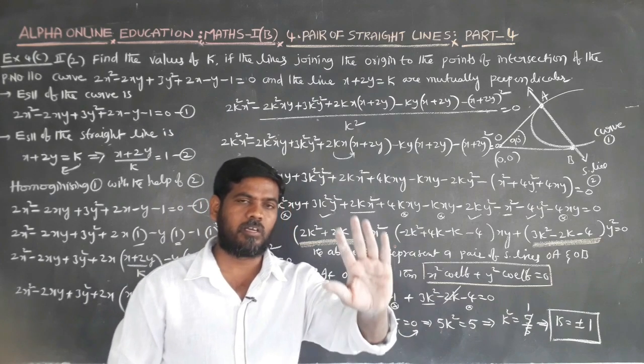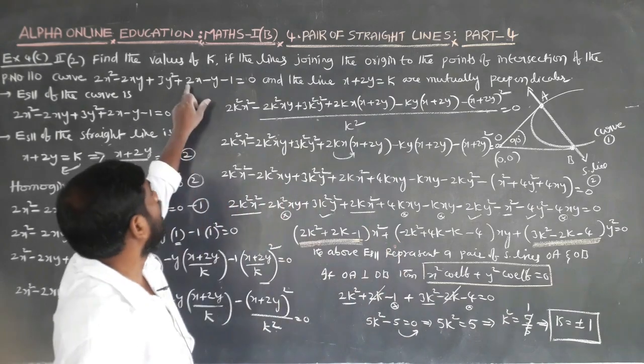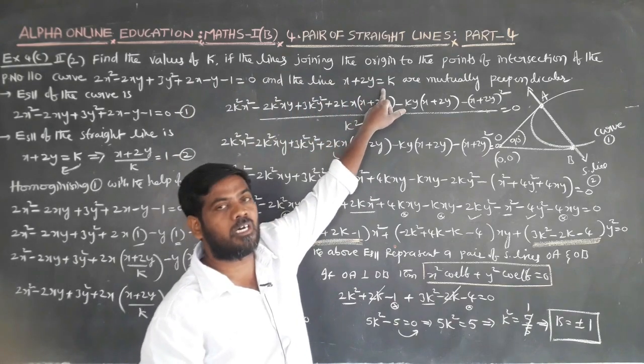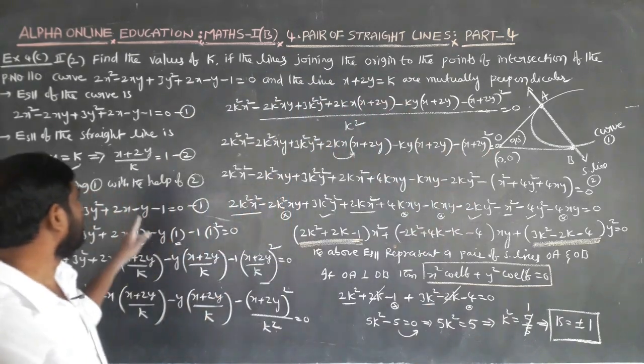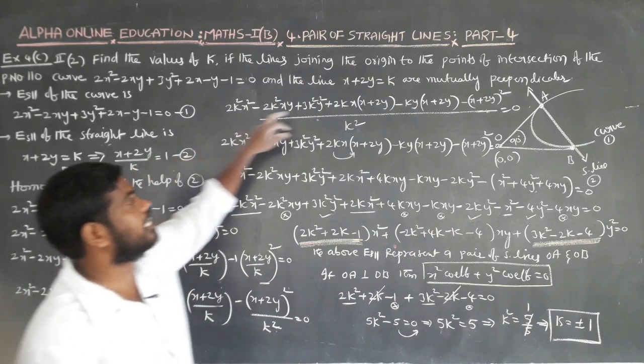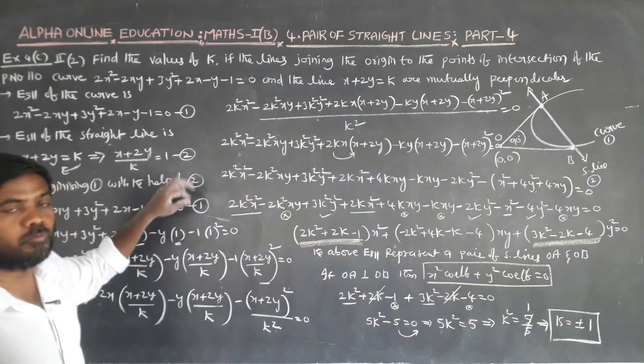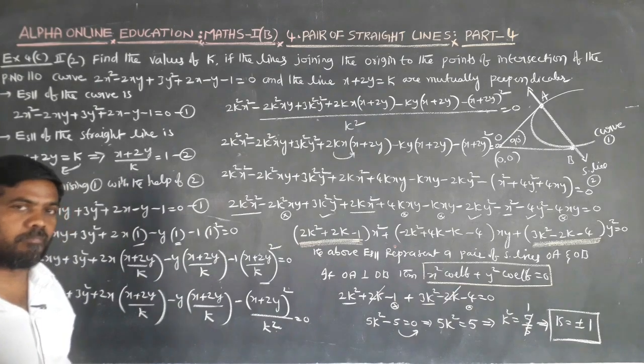Here, first of all, homogenize the curve with the help of the line. First of all, write the line in the form of something equal to 1, so taking k to the left side, homogenize the curve with the help of the line.